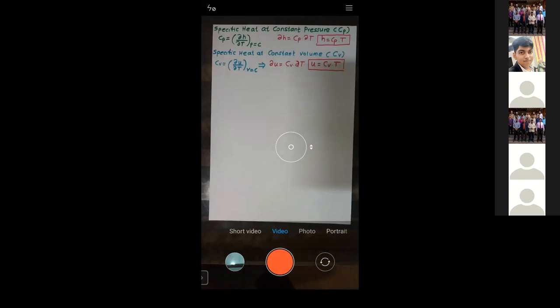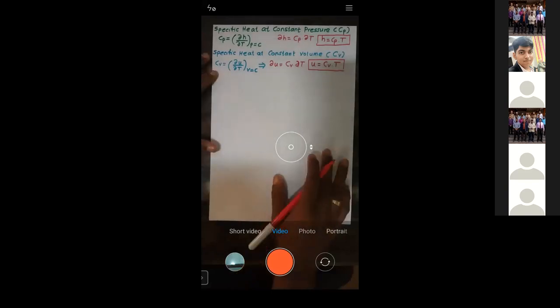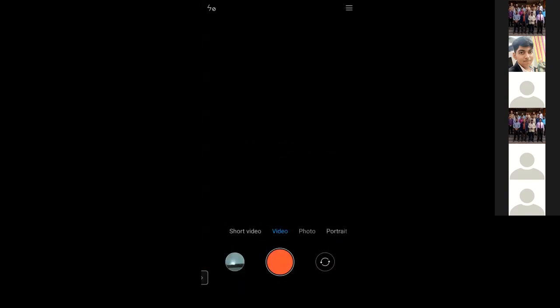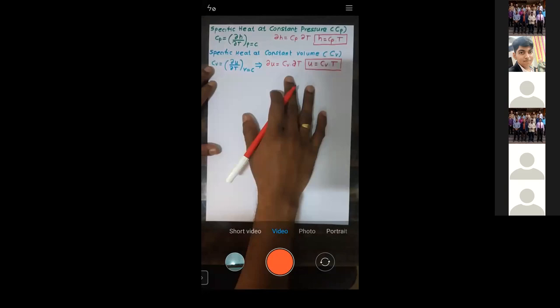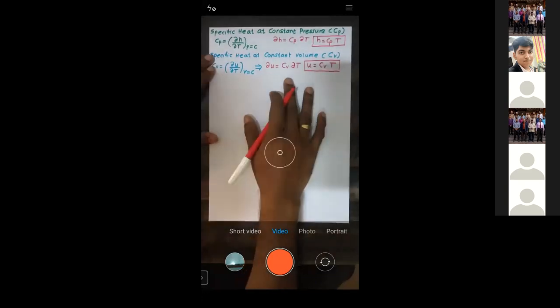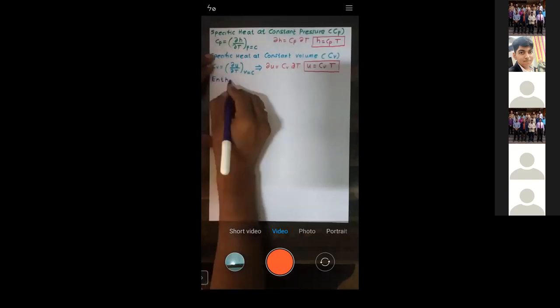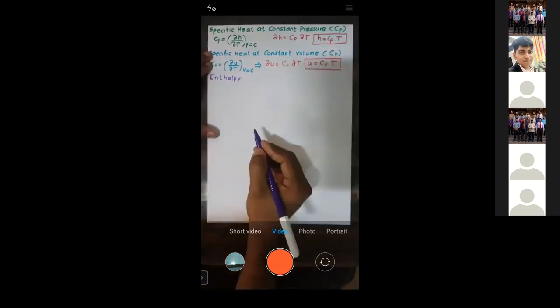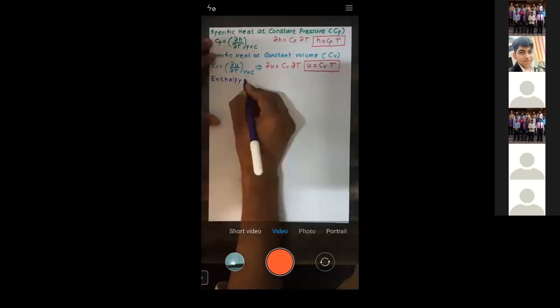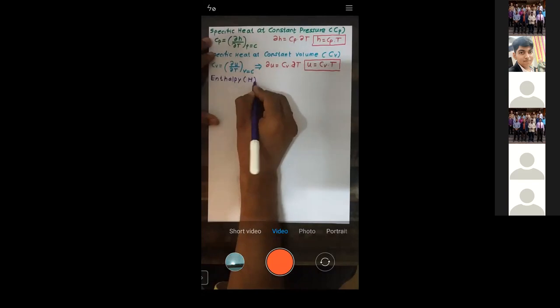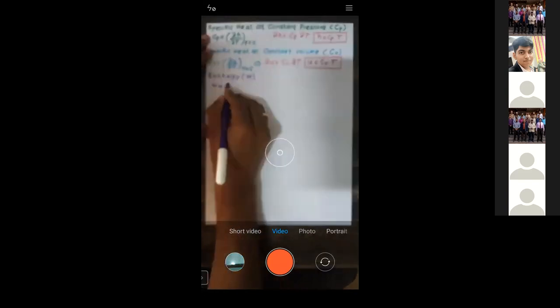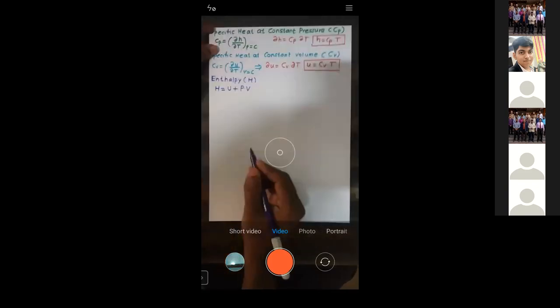So now, I always used to tell you about enthalpy, entropy, internal energy, all those things. So now let us understand the concept of enthalpy. What do you understand by enthalpy? I'll just write down here enthalpy. Enthalpy is indicated by H, and it is given by the addition of U plus PV.